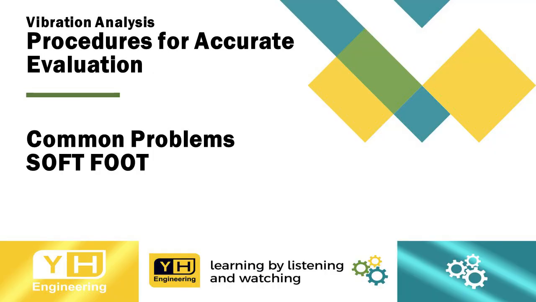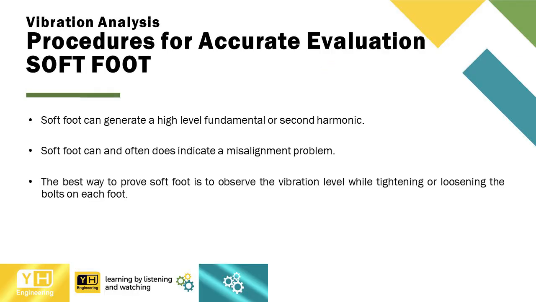Vibration analysis. Procedures for accurate evaluation of machinery condition. Common problems. Soft foot. Soft foot can generate a high-level fundamental or second harmonic. Soft foot can and often does indicate a misalignment problem. The best way to prove soft foot is to observe the vibration level while tightening or loosening the bolts on each foot.